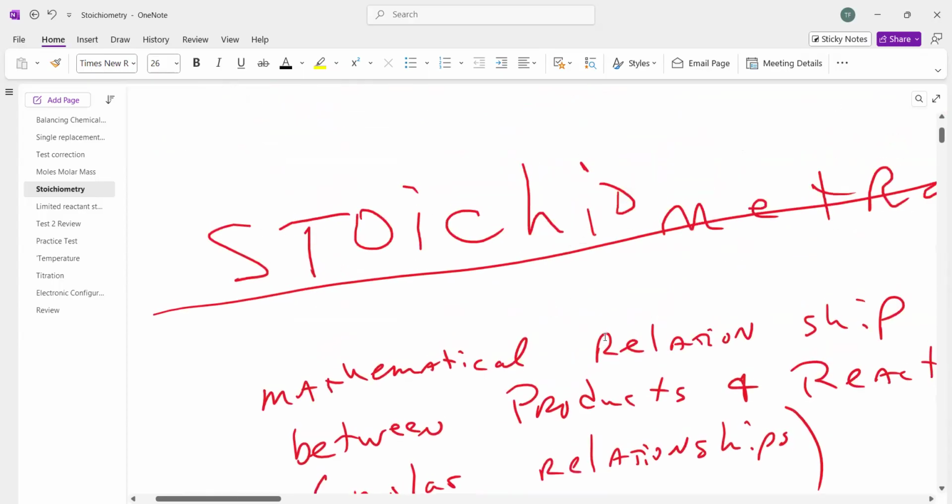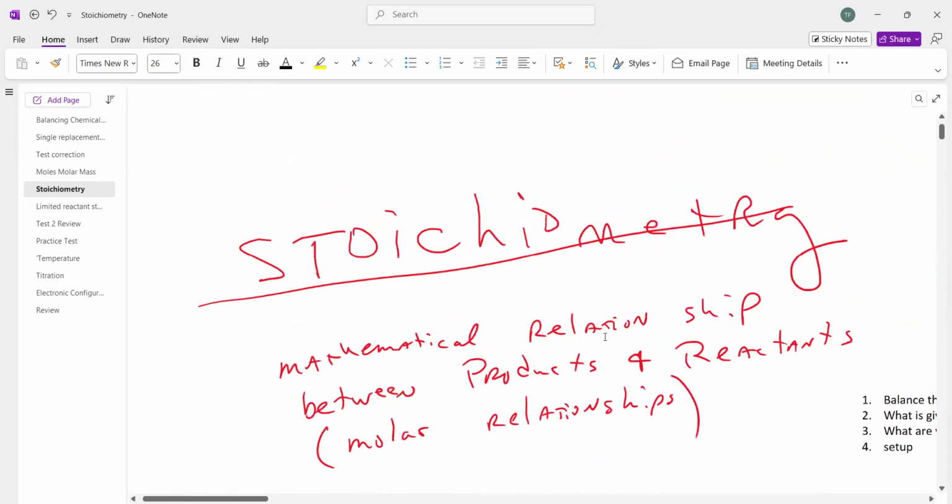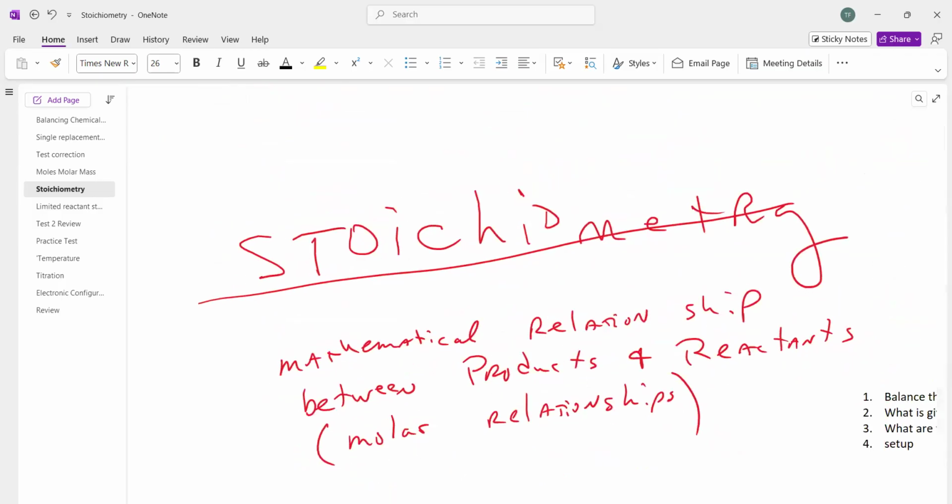Okay, so what is stoichiometry? Stoichiometry is the mathematical or quantitative relationship between products and reactants. It's a molar relationship, not a mass relationship, molar relationship. That means if the given is not in moles, convert to mole.